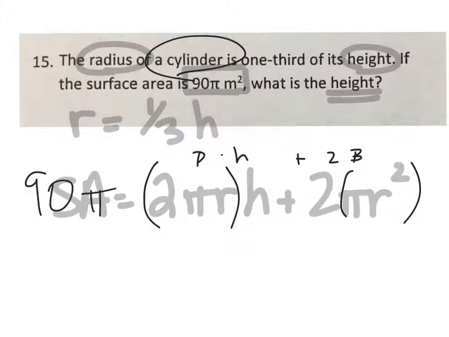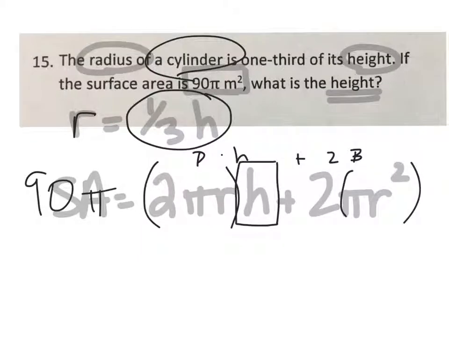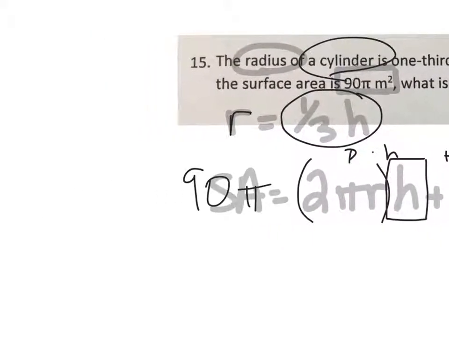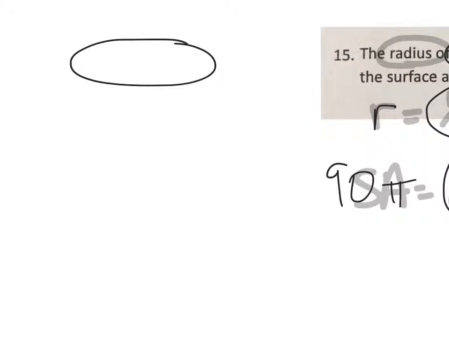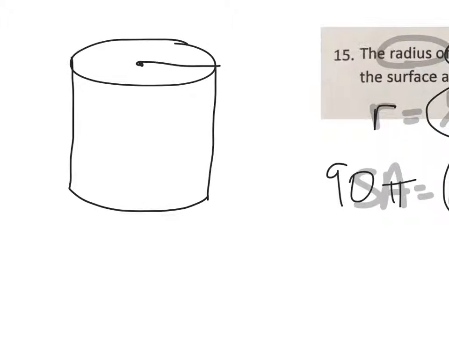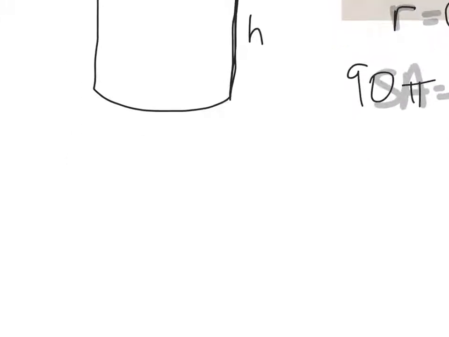There are too many letters, so we need to do some substitution. We either need to put 1/3 h everywhere we see an r, or maybe we could replace h with something. So let's talk about this for a second. We know that the radius is 1/3 of the height. So if this is height, then radius is 1/3 of the height, which is perfectly true. If your height is h, then the radius is 1/3 of h.